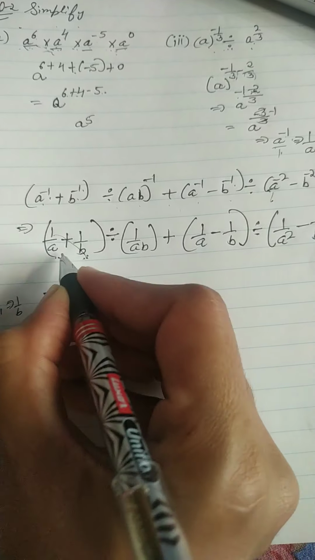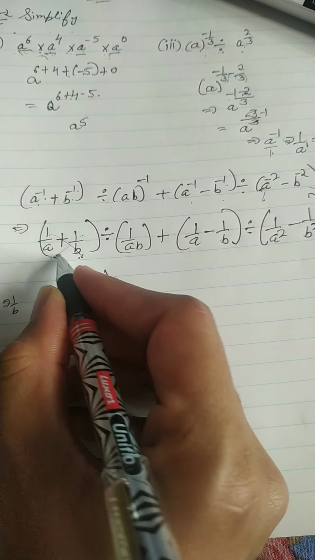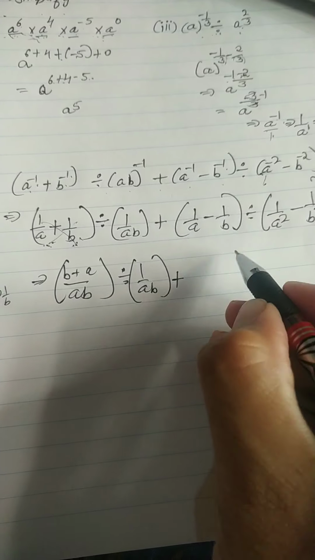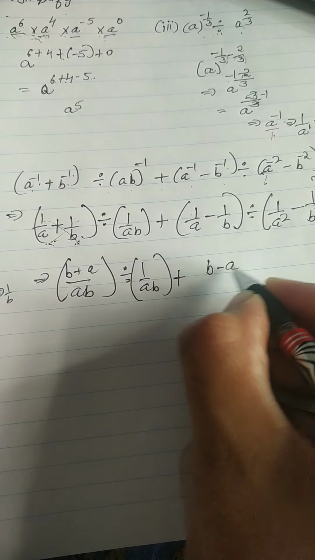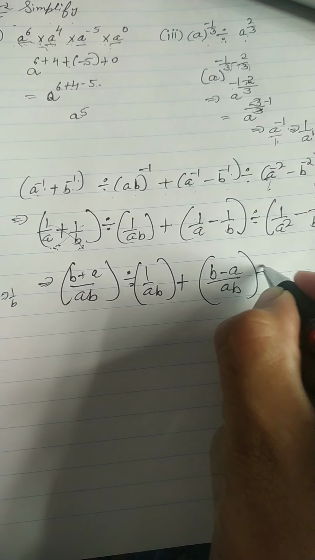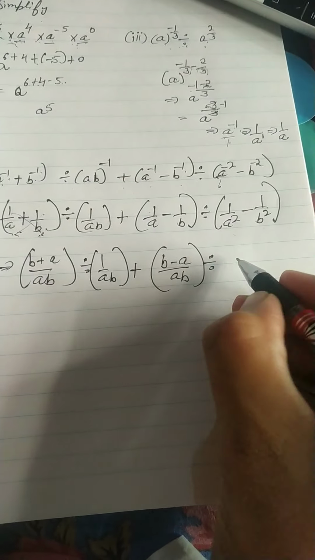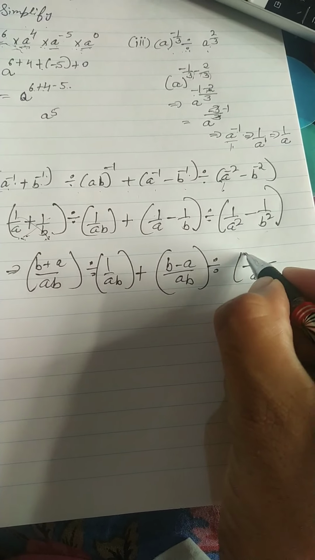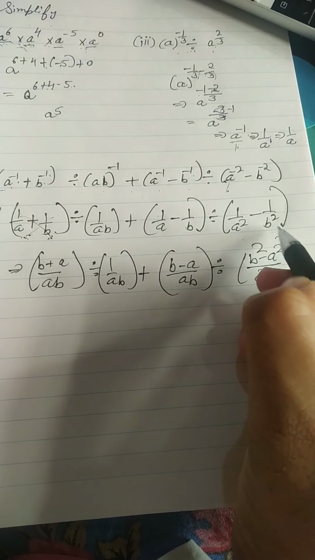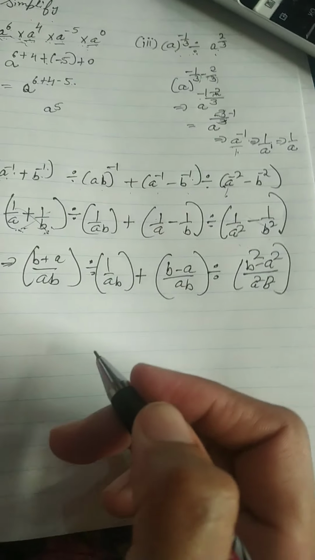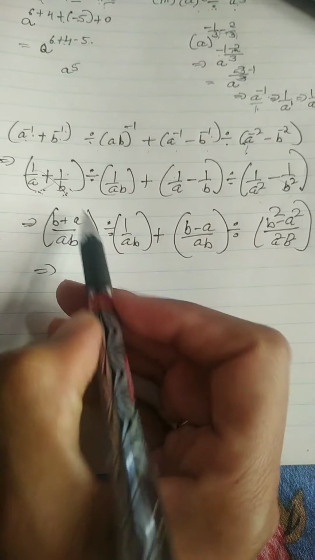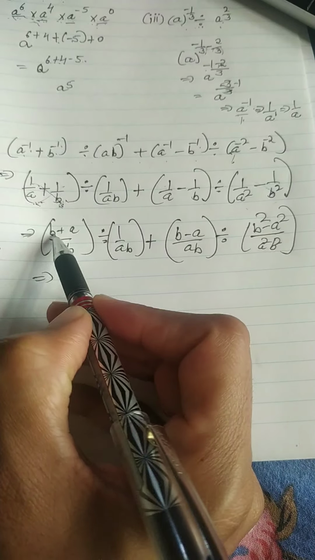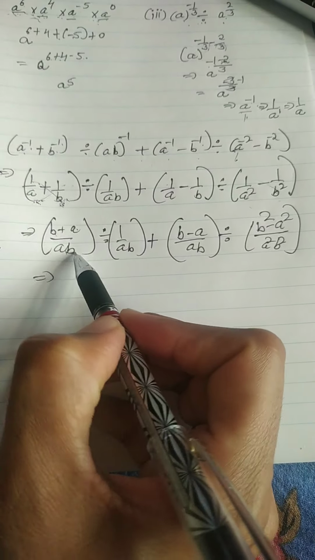B, A. LCM is AB. What will be the LCM here? Here LCM will be A square B square. You can take the LCM, or you can do cross multiply also if you don't know how to take LCM. This should be multiplied by this and the downside denominator should be multiplied. B into B, A into A, AB into AB.